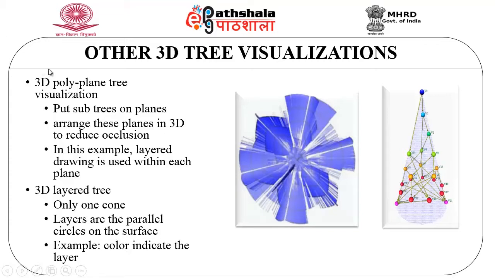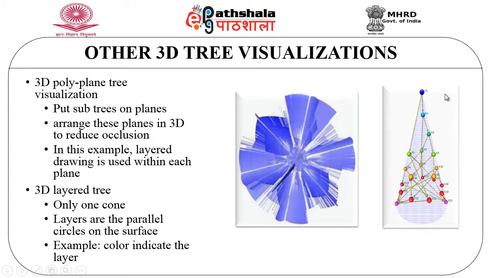One is a 3D polyplane tree visualization, where subtrees are placed on planes, and you try to arrange these planes in 3D to reduce some occlusions. In this particular example, we can see a layered drawing is used within each plane. So here each plane represents a subtree.